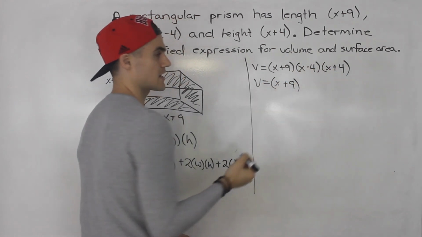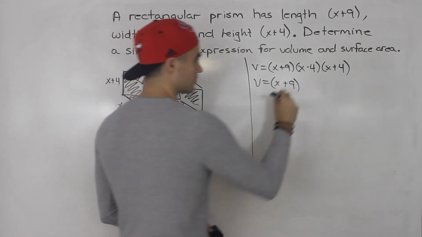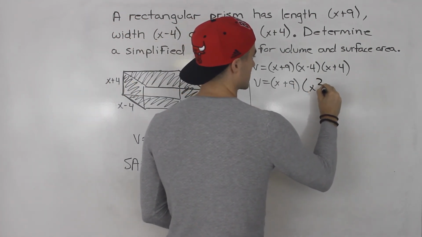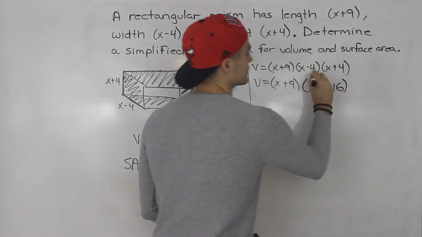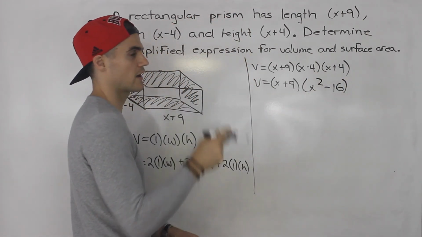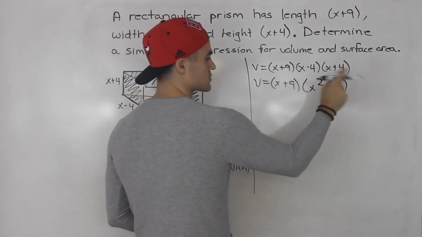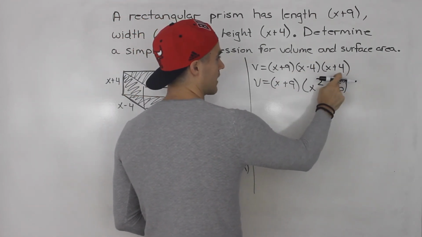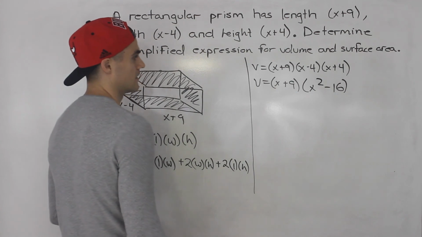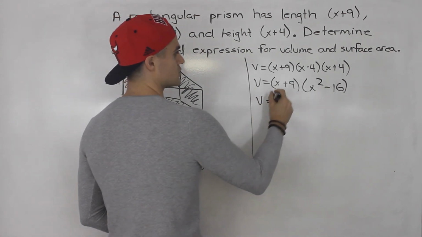X minus 4 times x plus 4, when you FOIL it out and simplify that, you would end up with x squared minus 16. That's just a difference of squares there, right? You'll have minus 4x plus 4x, and those will cancel out. So you'd just be left with those two end terms, x squared and minus 16. And then from here, you just FOIL this out.